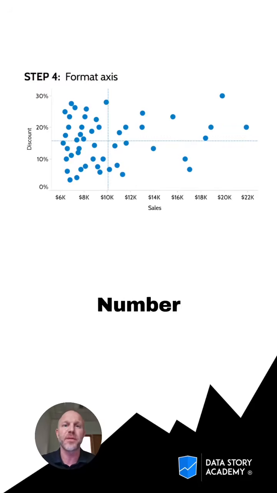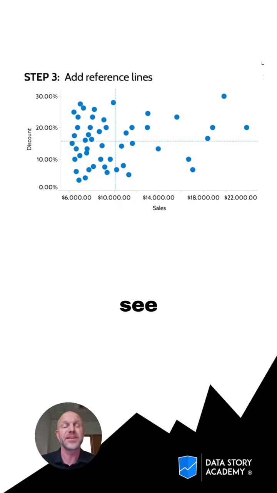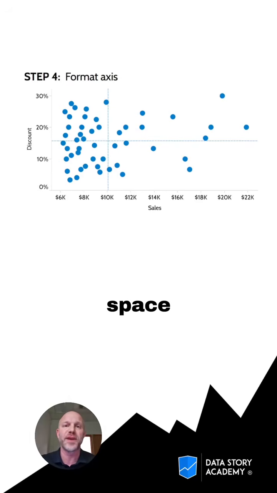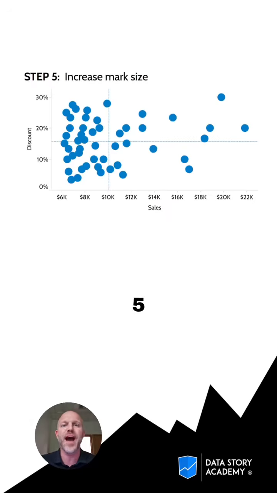Then in step number 4, I'm going to format these axes. So if you look at the X and Y axis, these have shorter, more formatted values in them. If we jump back to step number 3, you see how much space those are taking up? And so I like to format them in a more simplified way to create more space for the visual itself, the data ink.